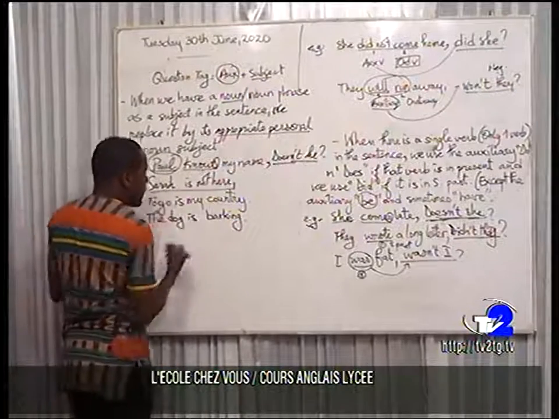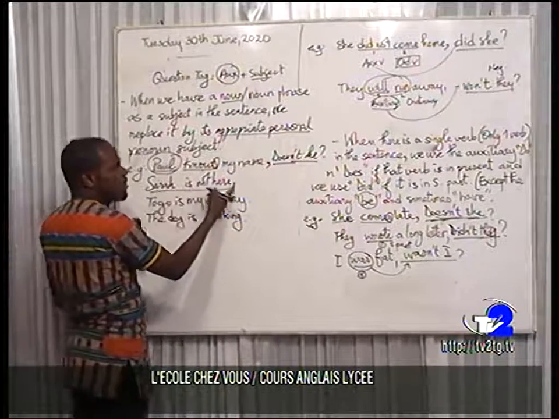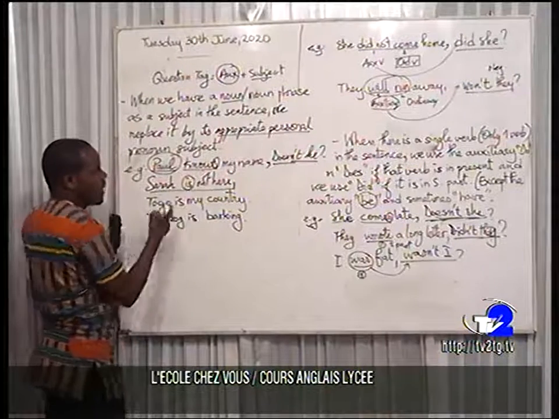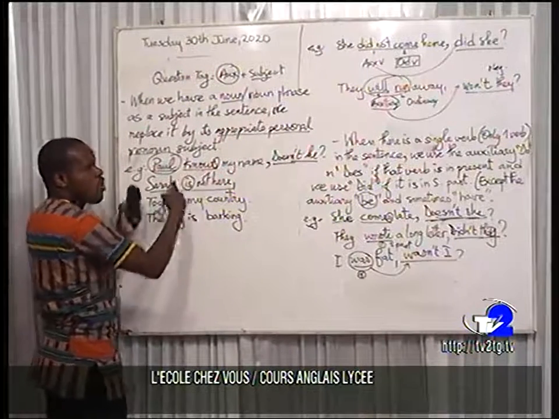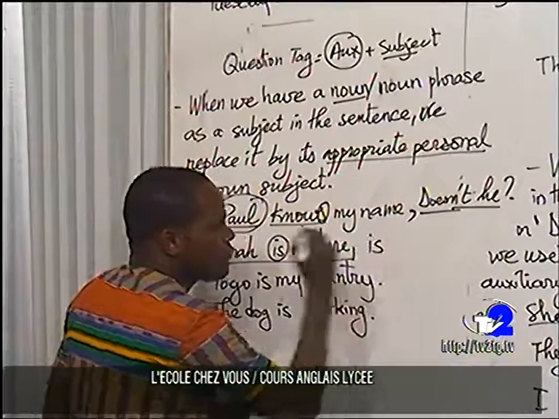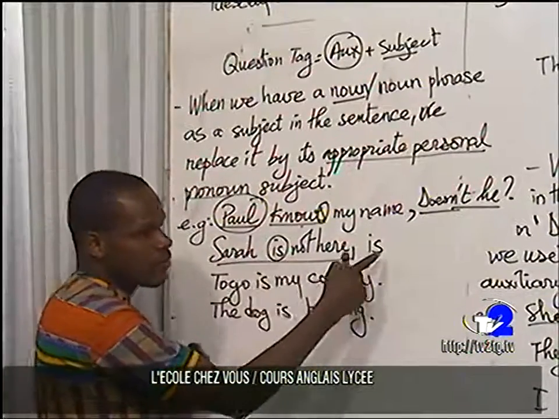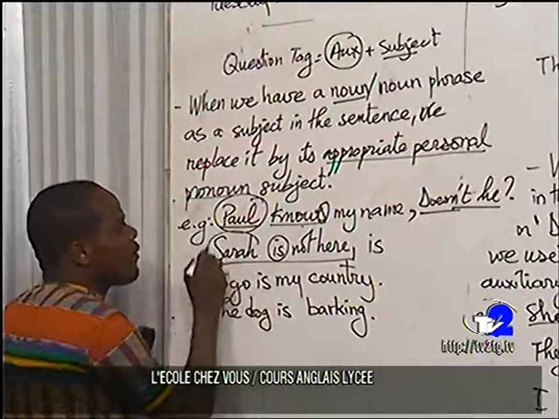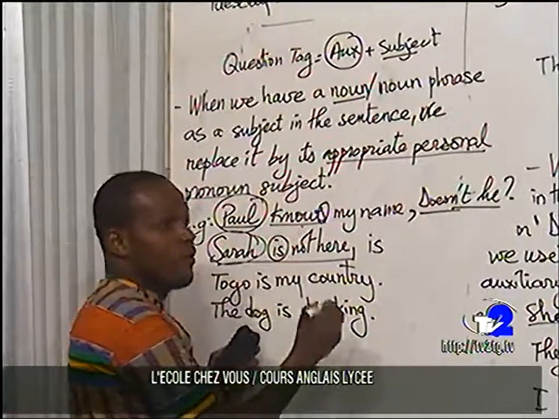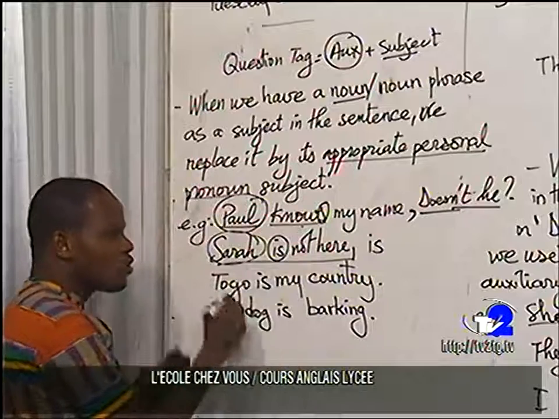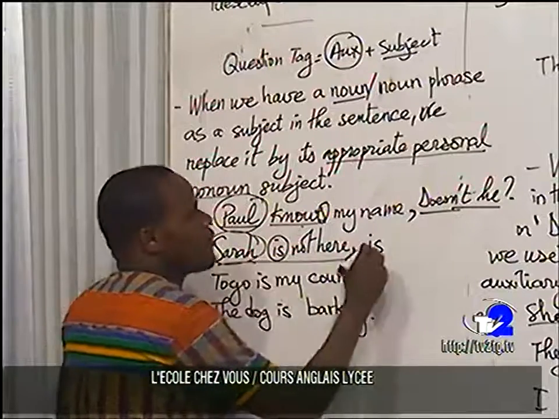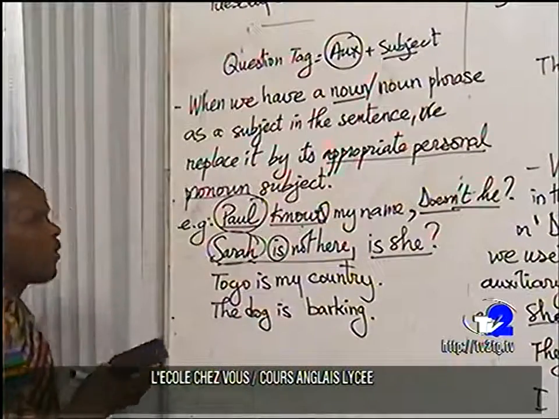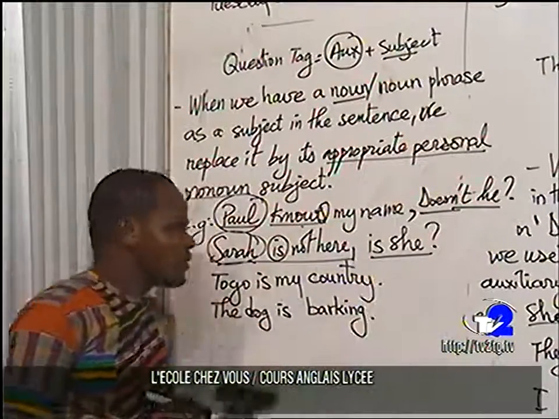We come to the second one. Sarah is not here. What is the verb? The verb is. Only one verb, and it is an auxiliary verb. You repeat it here. The sentence is negative, so the question tag should be positive. So we keep it like that. Now Sarah is a female person, so we must replace Sarah by she. So this is our correct answer, I mean the question tag.